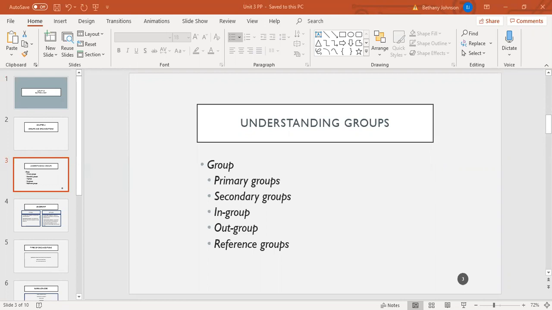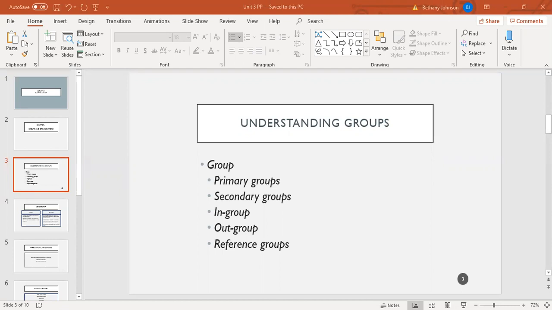Now, the types of groups. There is something called an aggregate, or what you would know as a crowd. This is people who are in the same place at the same time, but do not necessarily interact with each other. So a crowd could be people who are at a basketball game or at a concert. You're all in the same place at the same time, but you won't necessarily interact with everybody in the crowd.